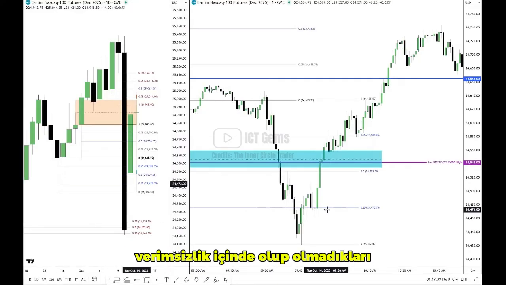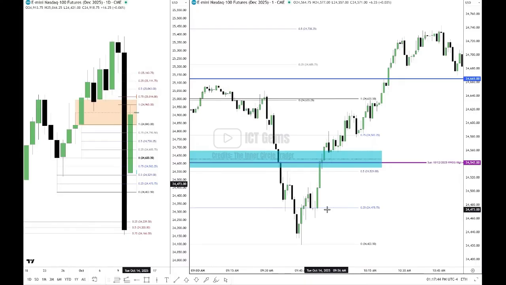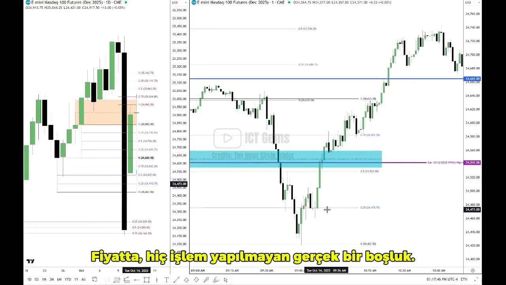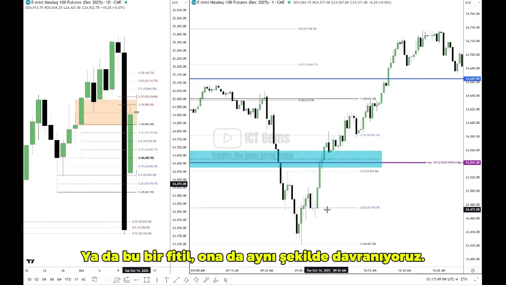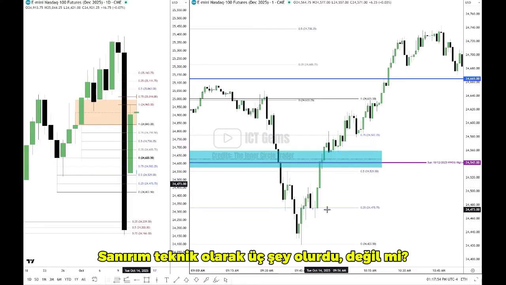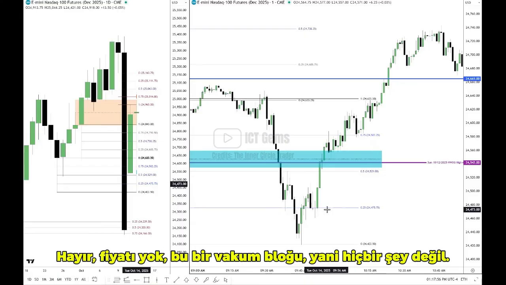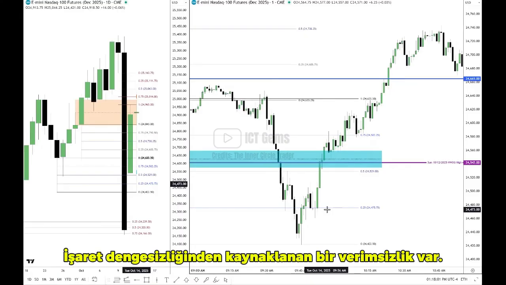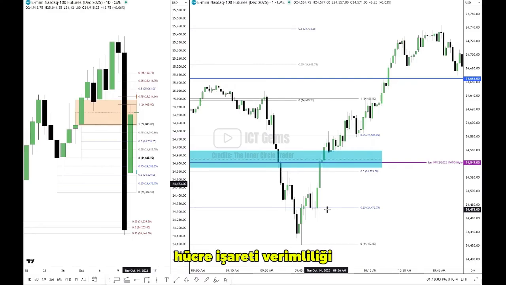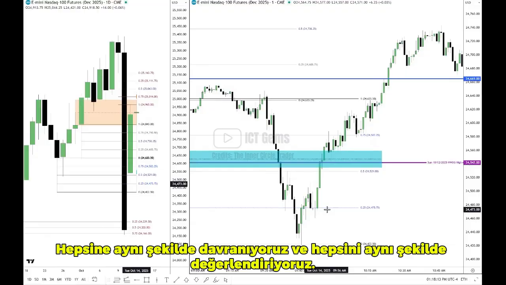These quadrant levels, whether they're on an inefficiency like a fair value gap, or an actual gap in price where there's no trading at all, or it's a wick, which we treat the same way. Technically that would be three things, right? No price at all is a vacuum block, that's a real gap. There's an inefficiency: buy side imbalance, sell side inefficiency, sell side imbalance, buy side inefficiency, SIBI, BISI. Those are fair value gaps. They're inefficiencies. And then you have the candlestick wicks. We treat them the same way. We grade them.